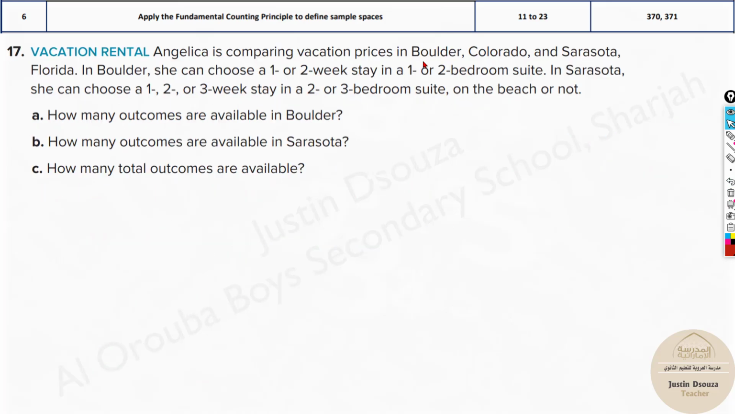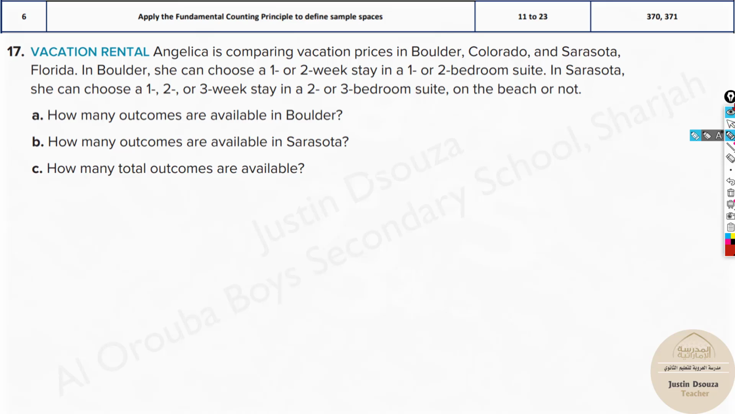Angelica is comparing vacation prices in Boulder, Colorado, and Sarasota, Florida. Boulder is in Colorado itself. In Boulder, she can choose a 1 week or 2 weeks stay in a 1 or 2 bedroom suite. In Sarasota, she can choose a 1, 2, or 3 weeks stay and a 2 or 3 bedroom suite. So on the beach or not, even there's the option of beach or not.